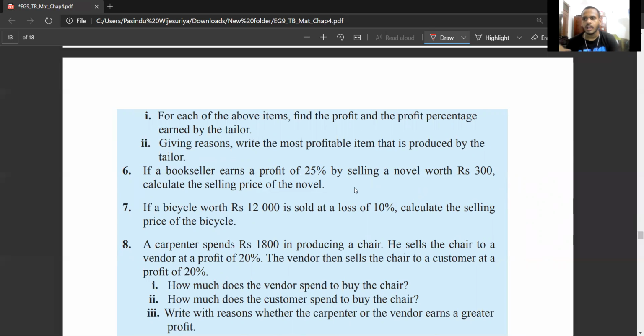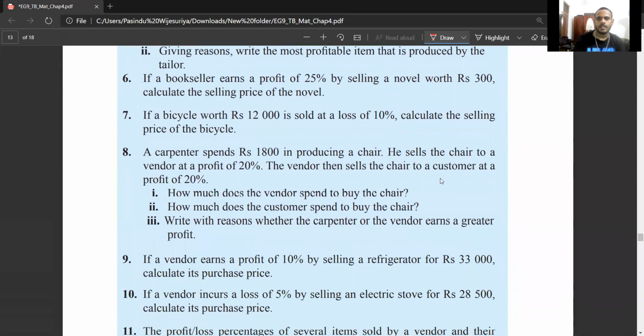So profit plus the initial amount gives the selling price. Or you could directly find the selling price by considering 125%. Because 300 is 100%. You can take this. I will show you both methods. So method number 1.